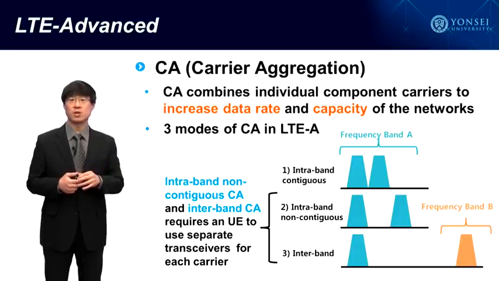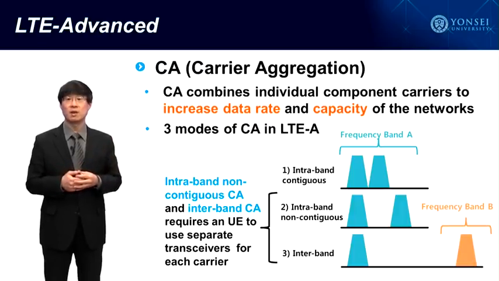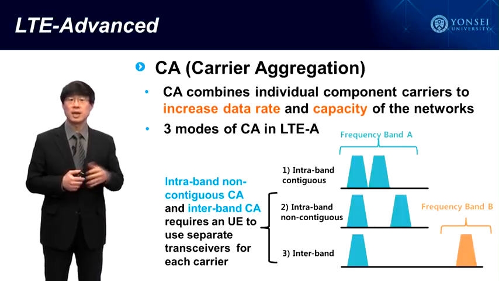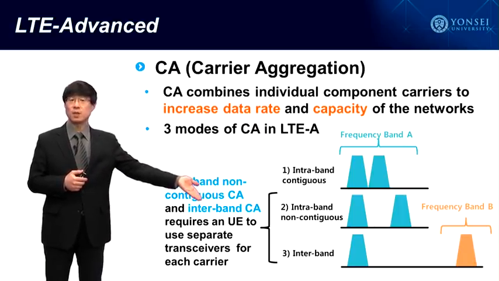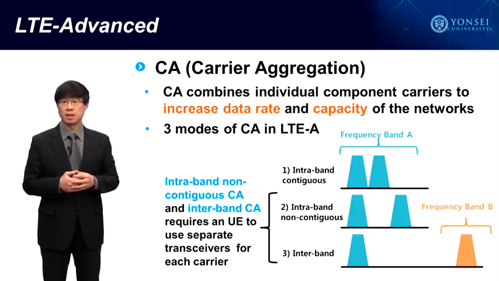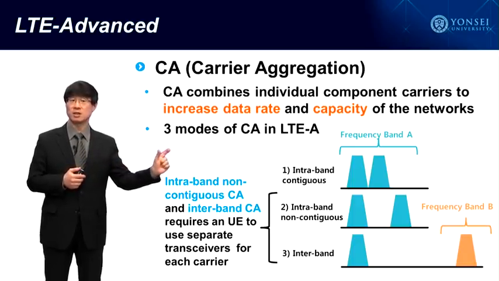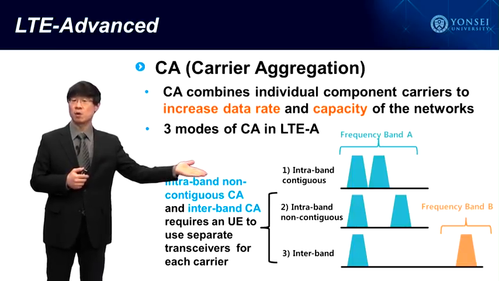First, carrier aggregation. Carrier aggregation combines individual component carriers to increase data rate and capacity of the networks, and there are three modes of carrier aggregation used in LTE Advanced. One is intraband contiguous, the second one is intraband non-contiguous, and the third one is interband technology. As you can see, first, intraband contiguous is where you're using two frequency bands and they are just adjacent. They are next to each other, as you can see over there.